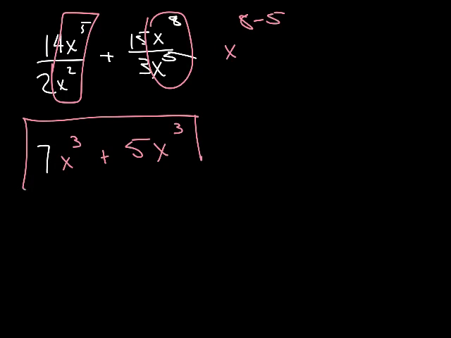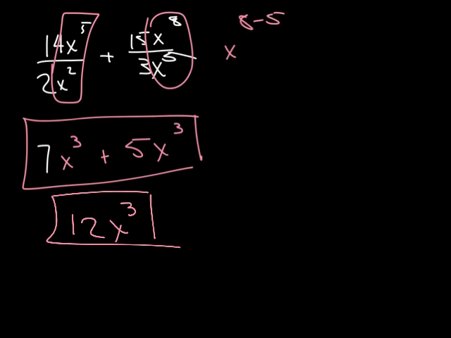So now we have these to combine. Well, before they can combine, we have to look and see that they're like terms, which means do we have the same letter and do we have the same exponent on the same letter? And we do. So we can take 7 plus 5 and get 12, and we tag on the x cubed, and we're happy campers because we're good to go there.